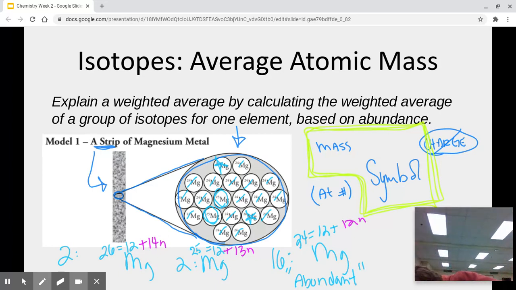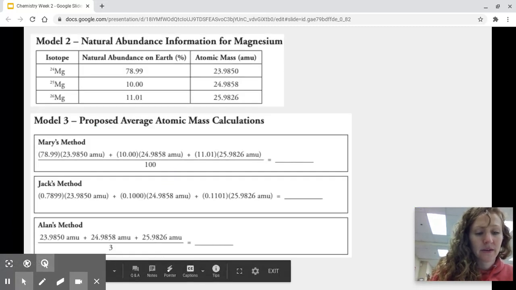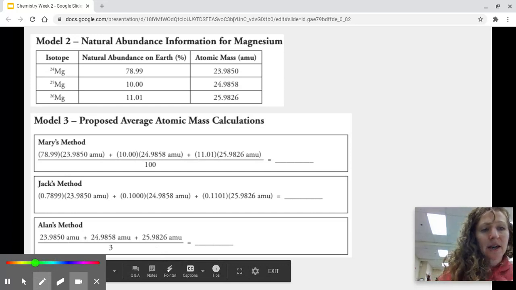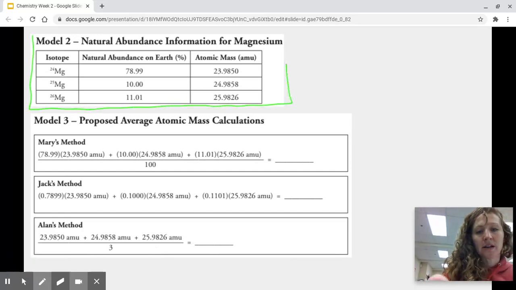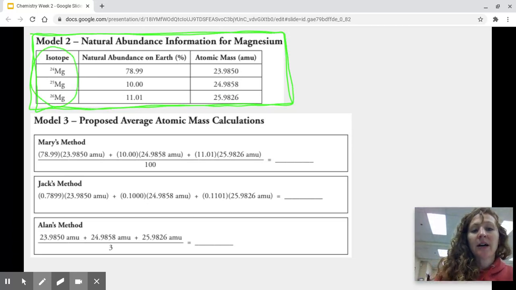So let's look a little more closely at the abundances of these isotopes. You're going to see two tables on the next page. I want you to look at the table on the top. Okay, so take a look at Model 2 here. So Model 2 here is talking about the 3 isotopes of magnesium. Here we go, magnesium 24, 25, and 26. And you can see here the atomic mass of each of these isotopes in AMUs.